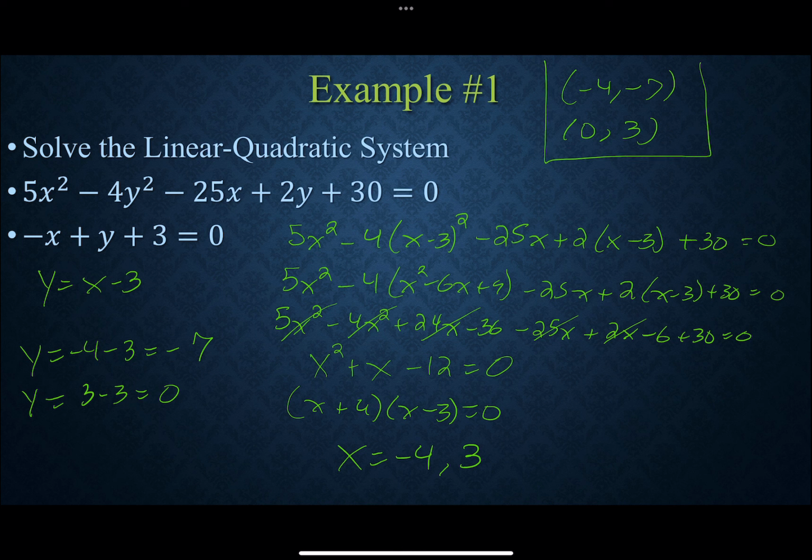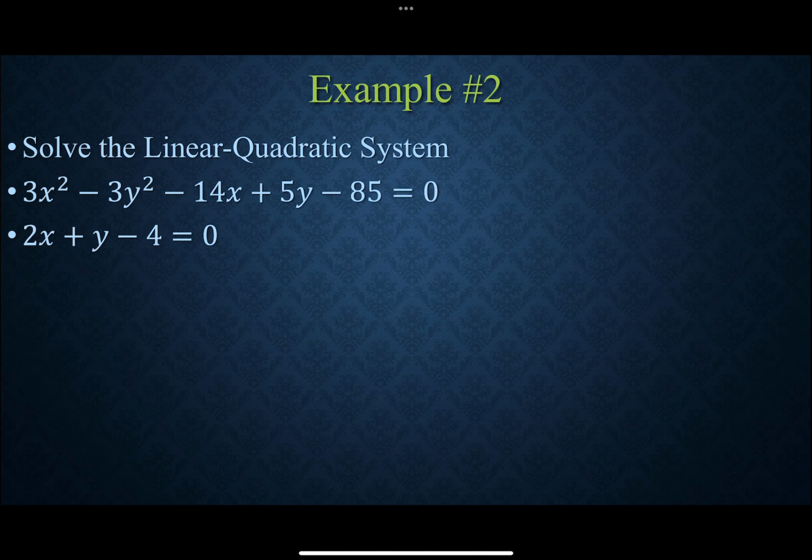So if you were to graph these two, obviously one is linear, and the top is a hyperbola, because it's x squared minus y squared, you would find they'd intersect in those two spots, (negative 4, negative 7) and (3, 0). So that's what it looks like to be a 2 solution. So we have 0 and 1 solutions left.